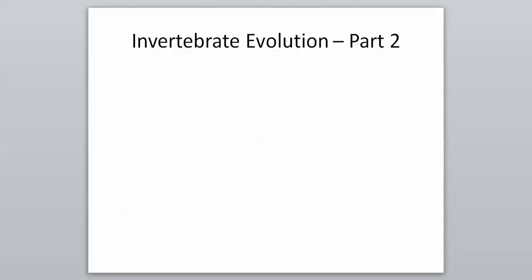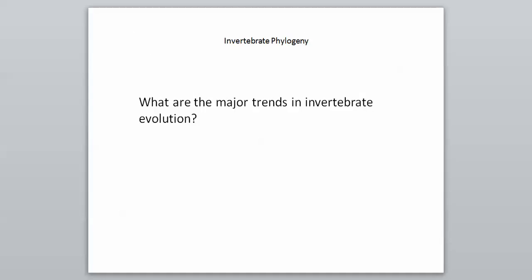Bio 2. Continuing on with Chapter 9, we're going to continue to look at how invertebrates have evolved over time. And so we're going to start with what are the major trends in invertebrate evolution, so meaning what are the major patterns that we can pick out and how they have evolved over time.